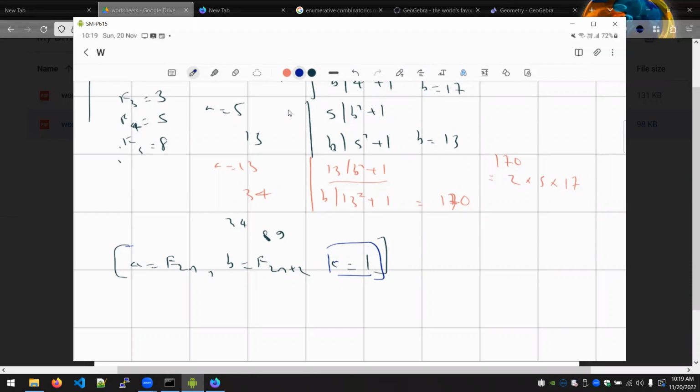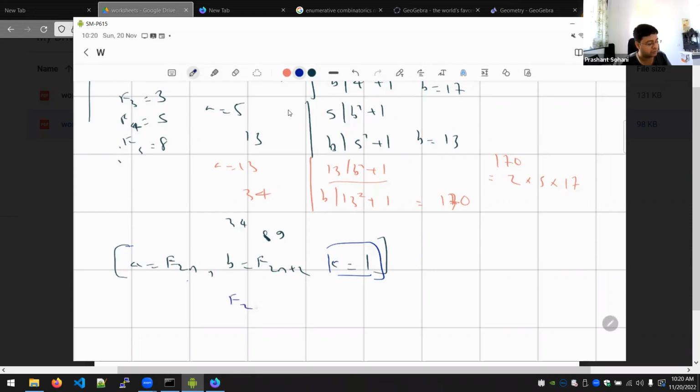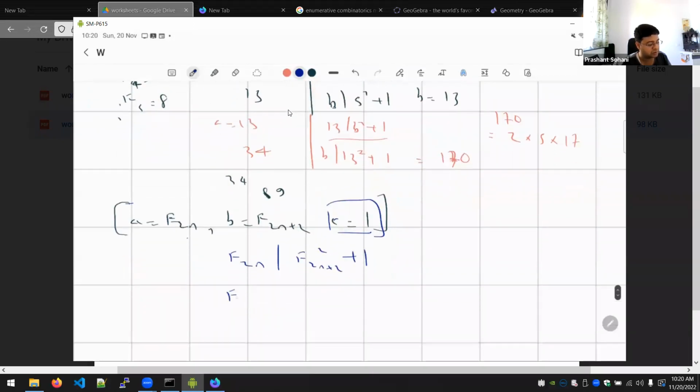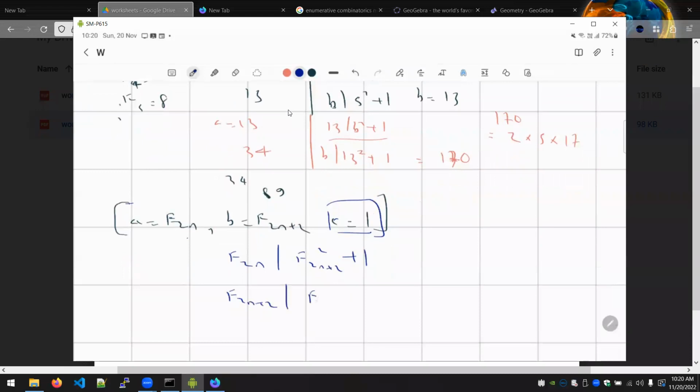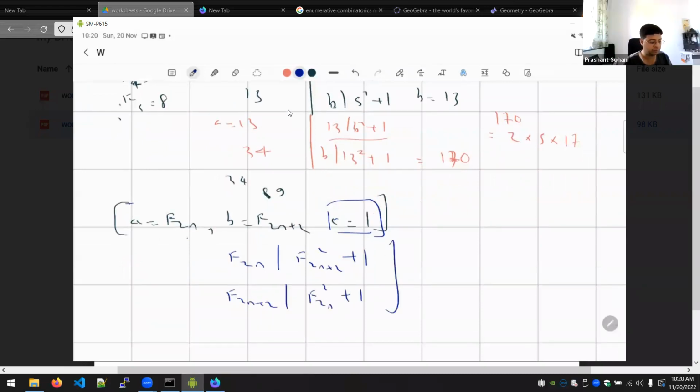Then for this, should we go to the formula for Fn in terms of phi? I mean, you decide. I don't think that's necessary, because what do you want to show finally? That A and B, we already know that they are co-prime, so it's enough to prove that F2n divides F2n plus 2 square plus 1 and vice versa, F2n plus 2 divides F2n square plus 1. If we show this, it's enough. So you can show this in a number of ways.